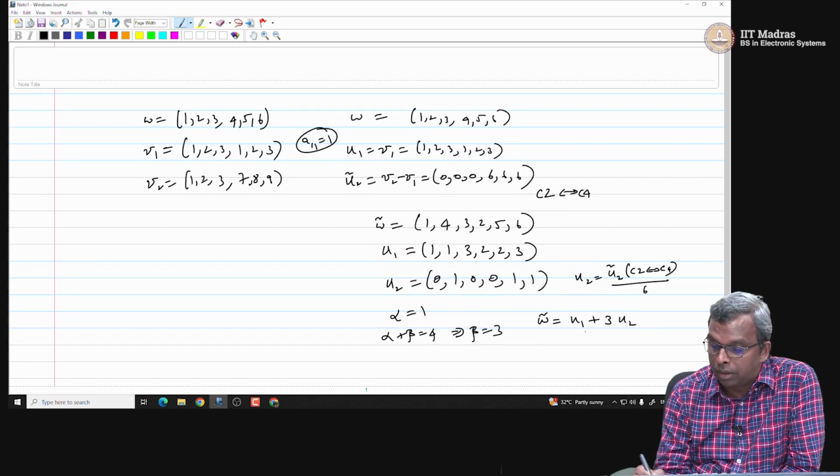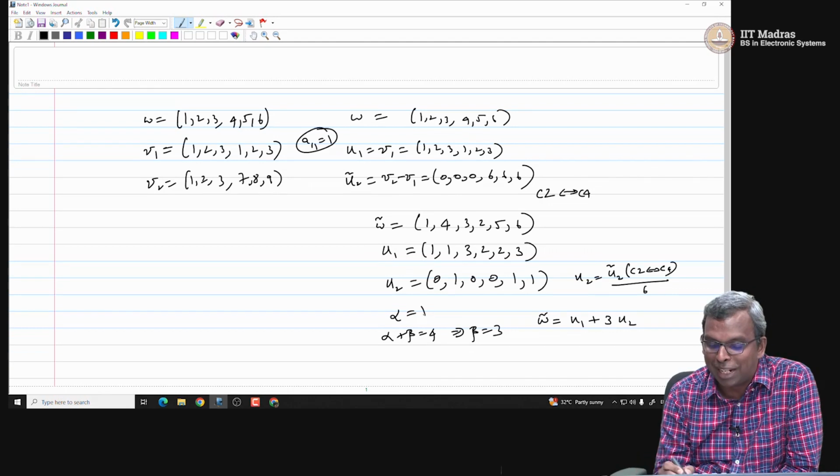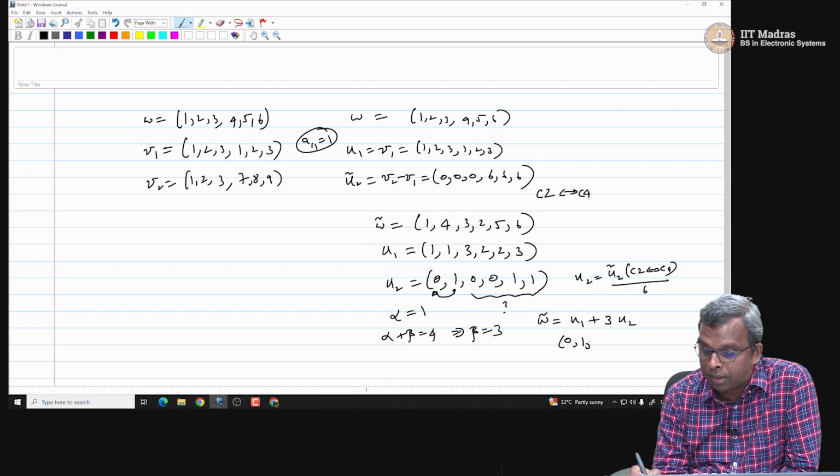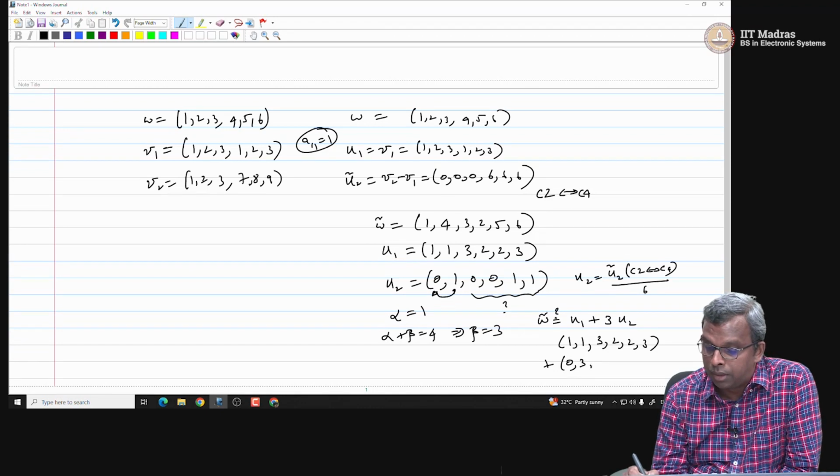So check that out very carefully, right? So, I found 1 and 3 just equating the first two terms. What about the remaining term, right? So, you have to check that that works out. So, this is u1 is 0, 1, 0, I am sorry, u1 is not that, u1 is 1, 1, 3, 2, 2, 3 plus 3 times u2, which is 0. So, I have to put a question mark here, make sure that it's true. 0, 3, 0, 0, 3, 3, and does it check out with W tilde?